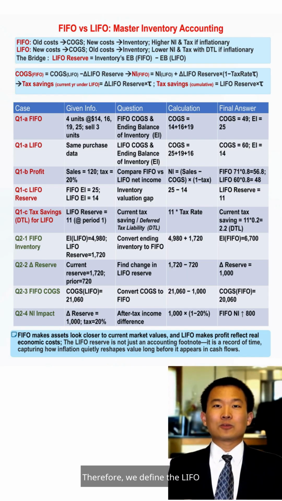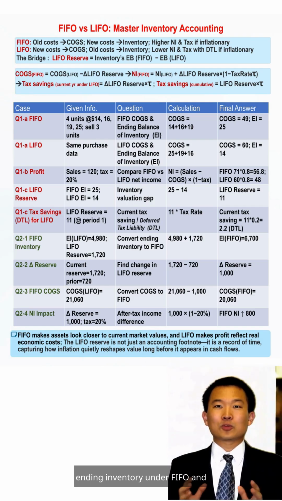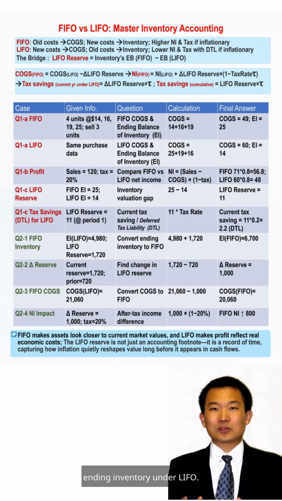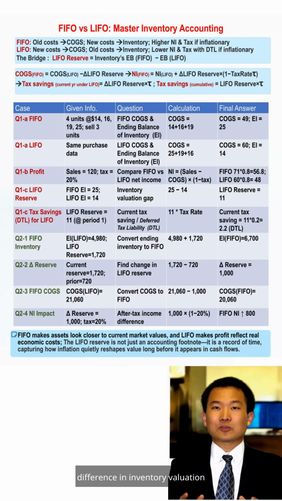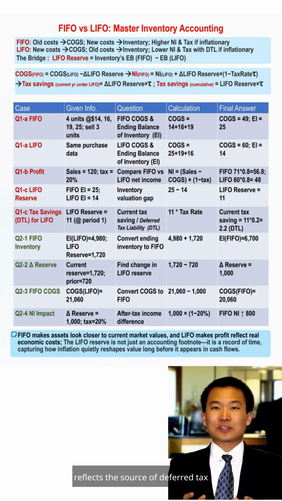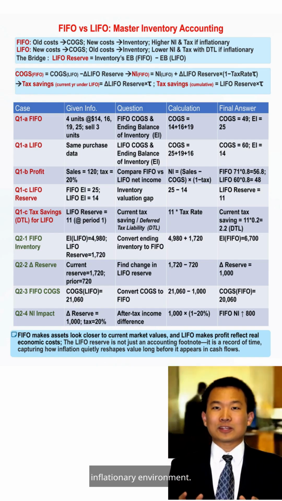Therefore, we define the LIFO reserve as the difference between ending inventory under FIFO and ending inventory under LIFO. The LIFO reserve not only represents the cumulative difference in inventory valuation between the two methods, but also reflects the source of deferred tax liabilities, DTL, created in an inflationary environment.